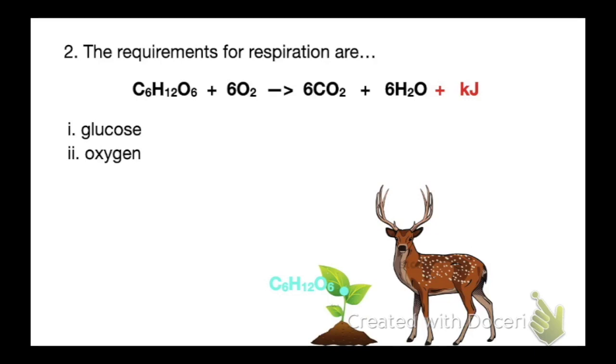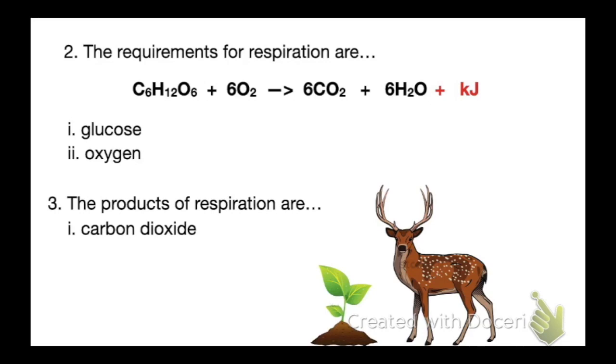So we take glucose, we take oxygen. Glucose gets into the deer, and the deer breathes oxygen. That gets into the deer. And then they convert, and the products are carbon dioxide and water and energy.